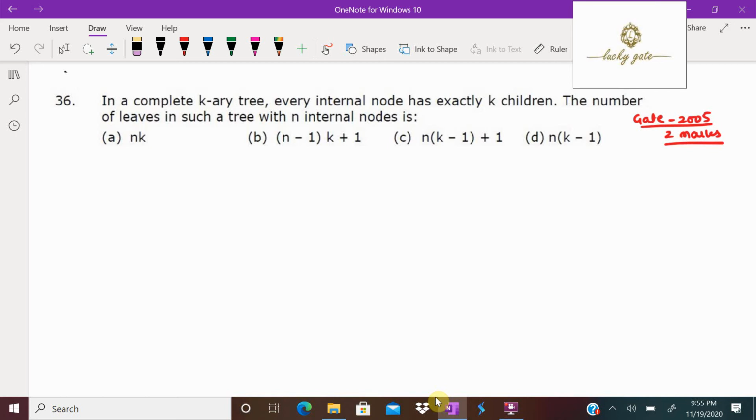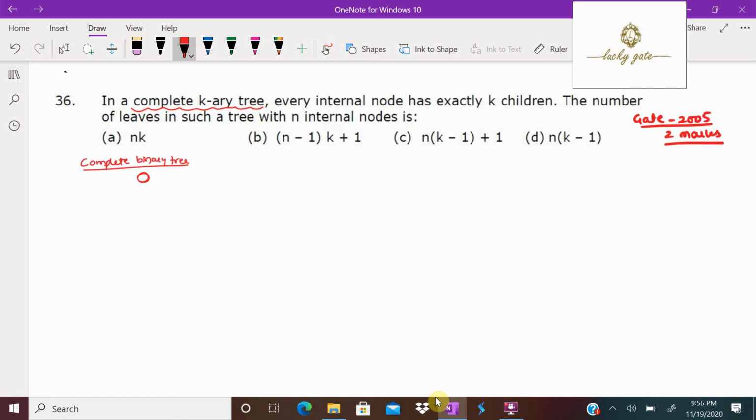It is a question from the subject data structure asked in GATE 2005 for 2 marks. Here the question given is in a complete K-array tree. K-array tree is nothing but each internal node will have K children. In the place of K, if I am calling 2 children, I can call it a complete binary tree.